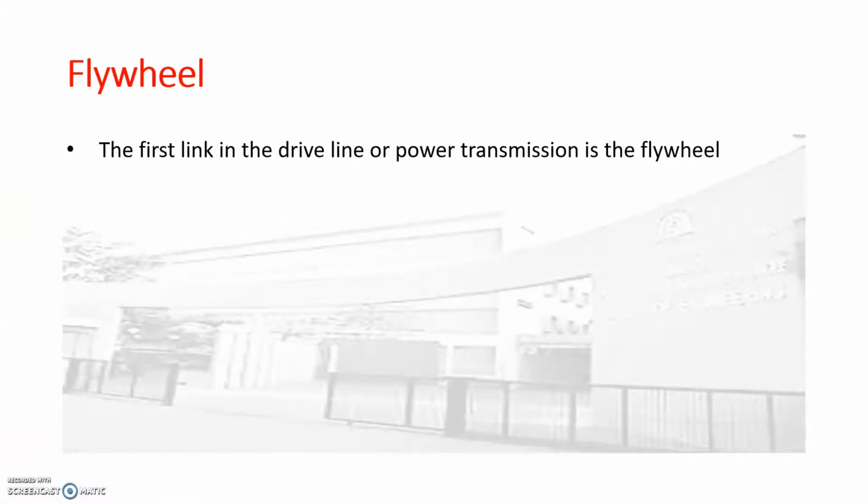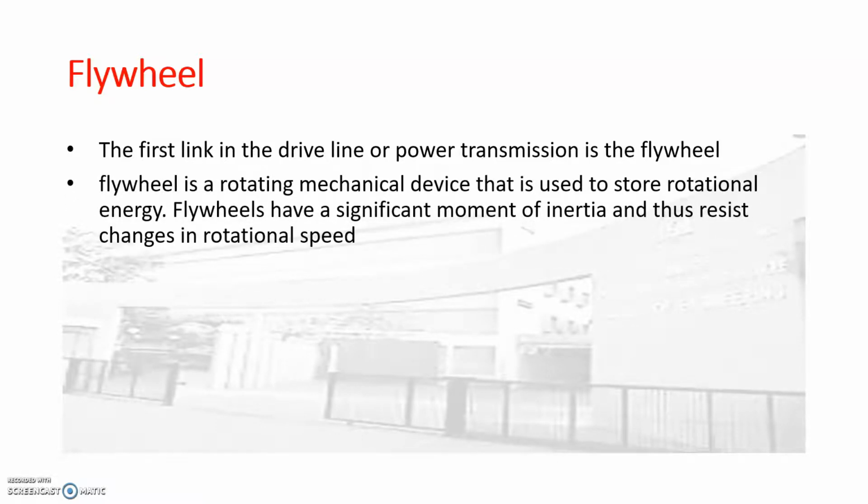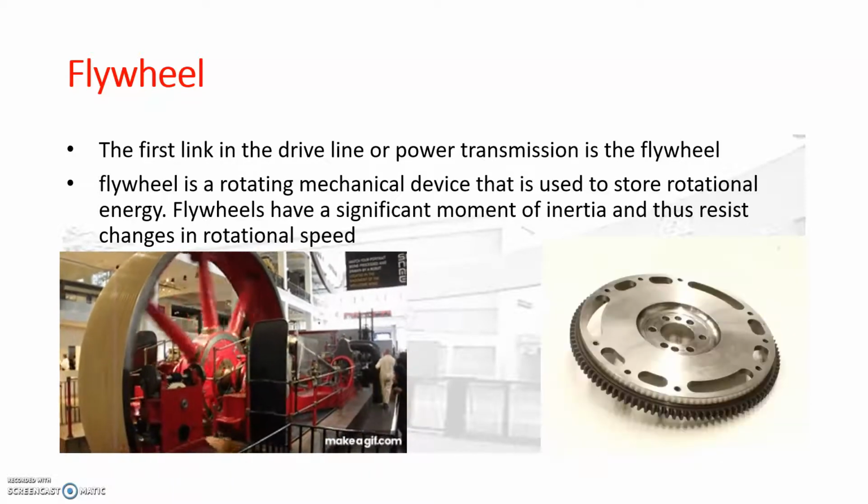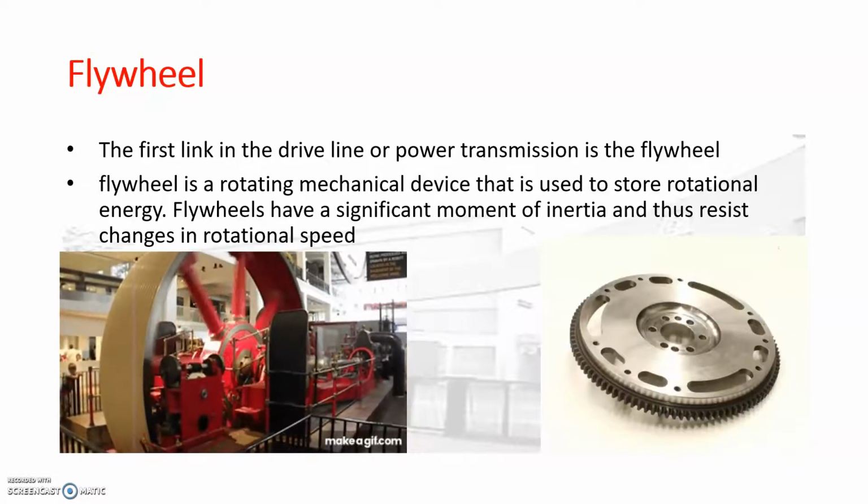Next one we have a flywheel. The flywheel is used for storing power, and it is a rotating mechanical device which is used to store the energy in the third stroke, that is the power stroke, and this energy is released in the remaining three strokes for particular operations. And flywheels have a significant moment of inertia, which resists changes in the rotational speed. So these are a few images related to a flywheel.